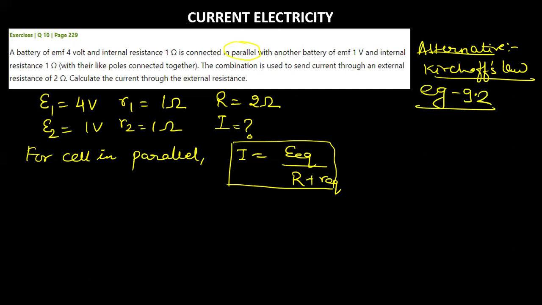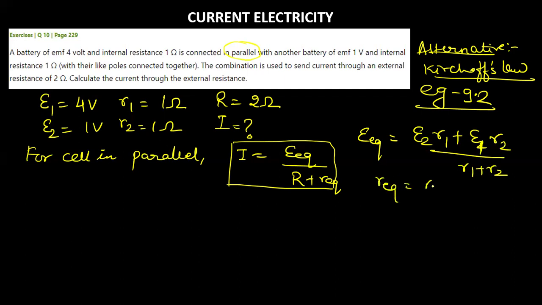So the current is found by this formula, the 11th standard formula from our textbook itself. The current is given by E equivalent upon R plus R equivalent, where E equivalent is (E2 R1 plus E1 R2) upon (R1 plus R2), and R equivalent is R1 R2 upon (R1 plus R2). So first find these two values and then simply substitute.